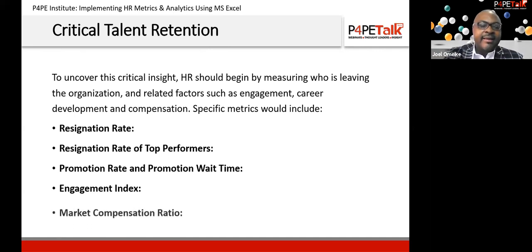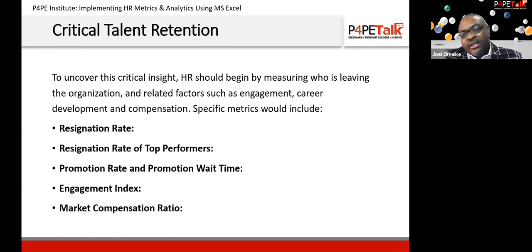So these, in addition to market compensation ratio. Market compensation ratio is asking how much are you paying as salary as an organization compared to what the market is paying.